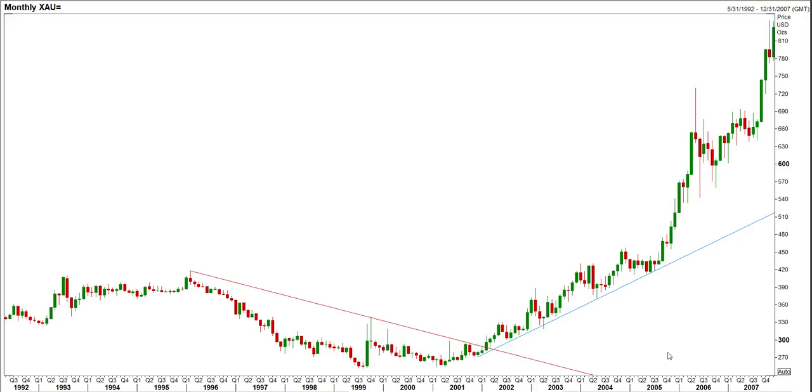This is the monthly chart of gold. It can be seen that during February 2002, the price closes above this falling trend line, which has been indicated by the red trend line. Before that breakout, it was in a bearish trend. Once it closed above the falling trend line, it started a bullish trend in the market.